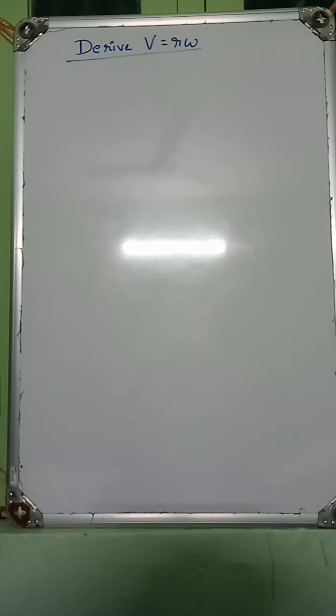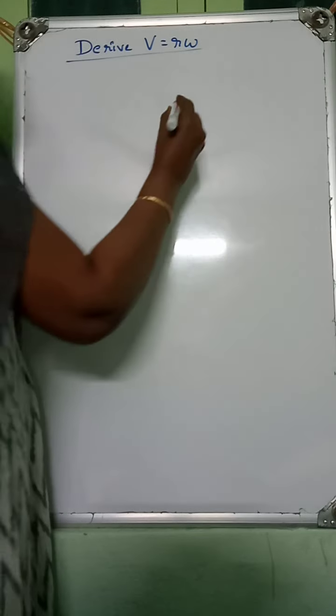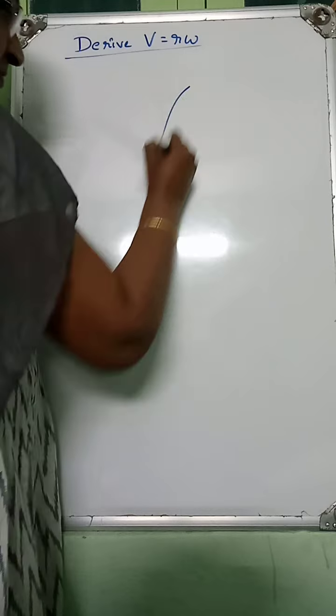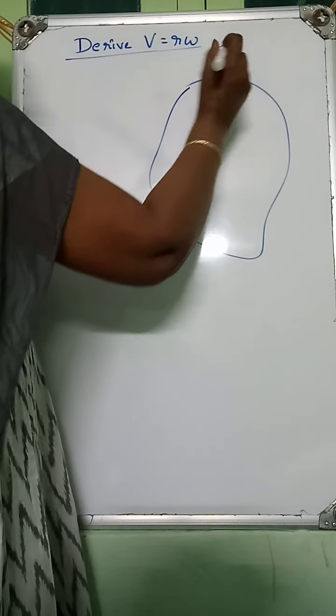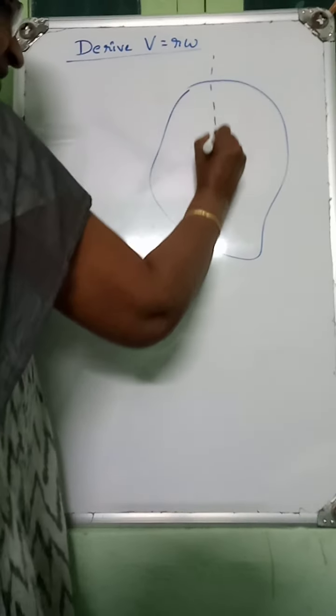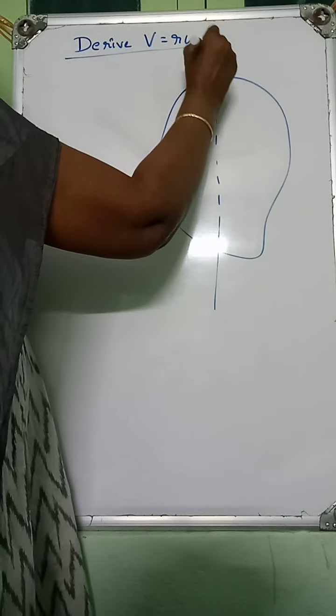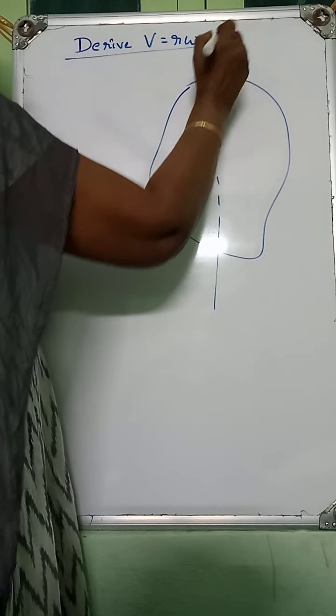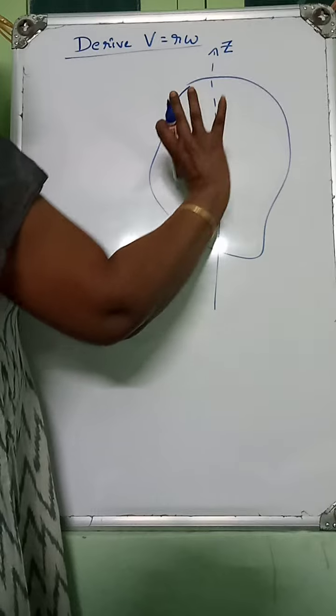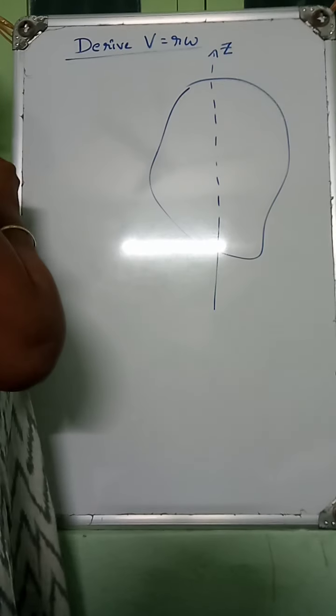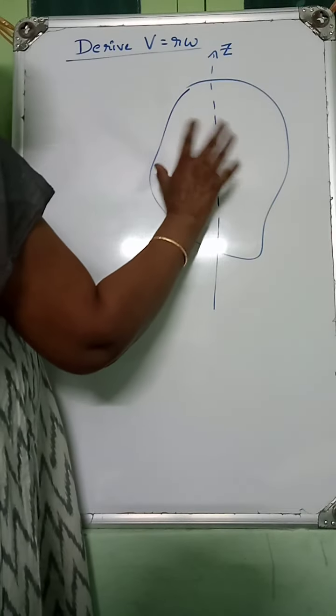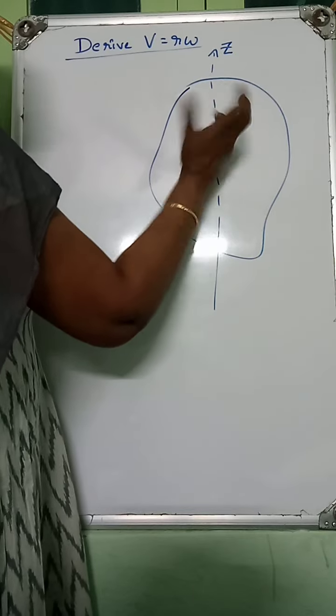Derive the relation between linear velocity and angular velocity. For this, first consider an object rotating about the z-axis. This is the axis of rotation, and the object is rotating like this. For example, let us imagine this is a potato or stone. It is rotating like this, in this way.